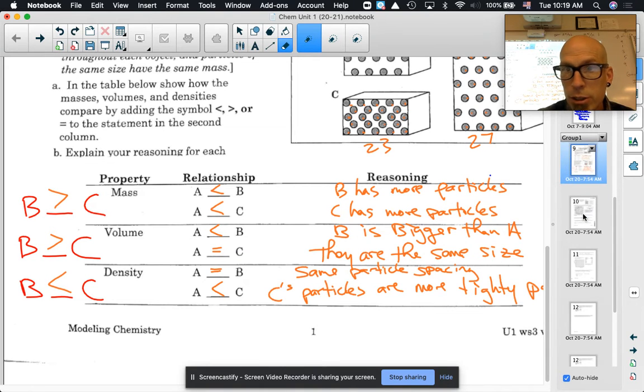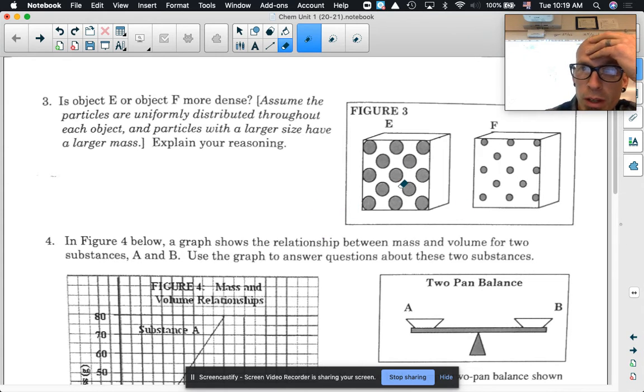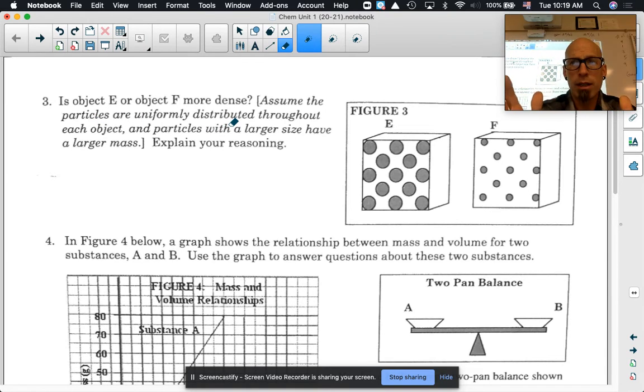Let's go to page 2. All right, now for number 3, it says assume the particles are uniformly distributed. What does that mean? That means they're spread out evenly. There are no concentrated pockets here and there. So they are spread out evenly throughout each object, and particles with a larger size have a larger mass.